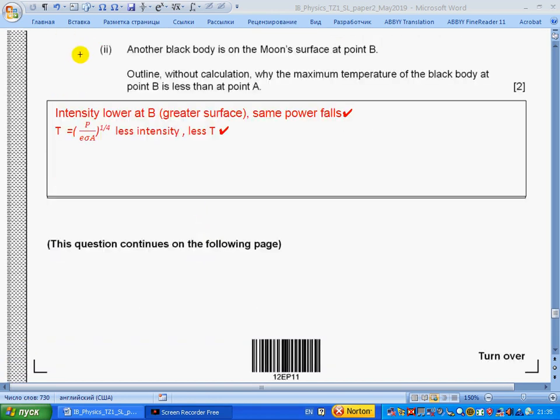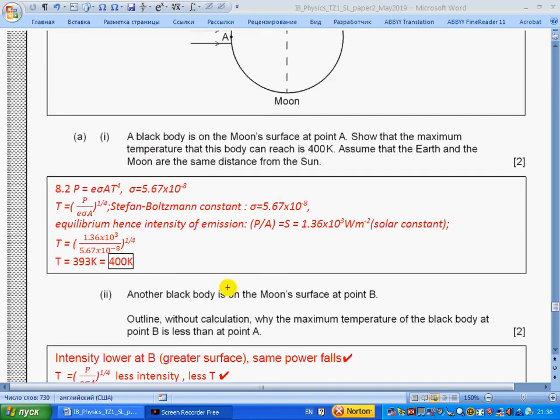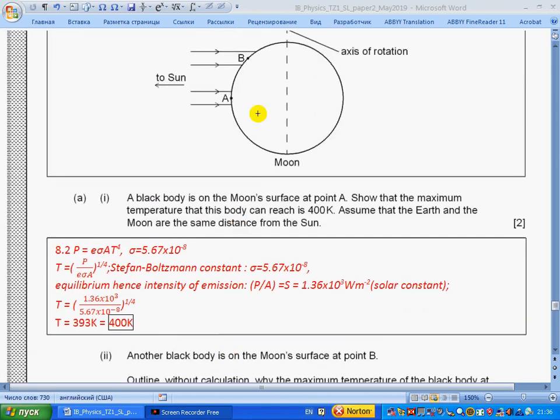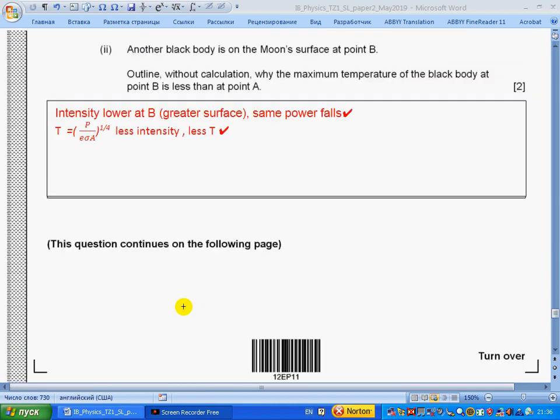Another black body is on the Moon's surface at point B. Outline, without calculation, why the maximum temperature of the black body at point B is less than that at point A. Intensity is lower at B because the same power falls on a greater surface. So using the same formula, we see that if intensity is less, the temperature should be less.